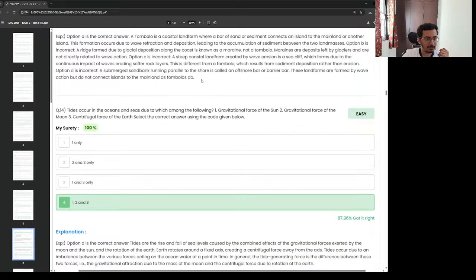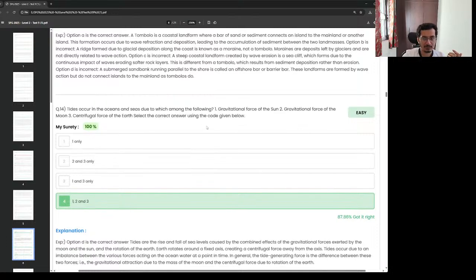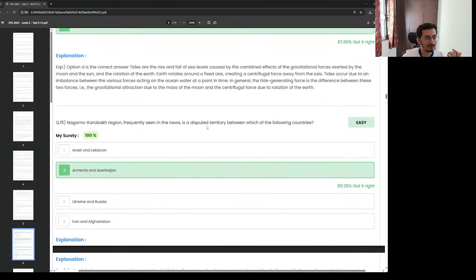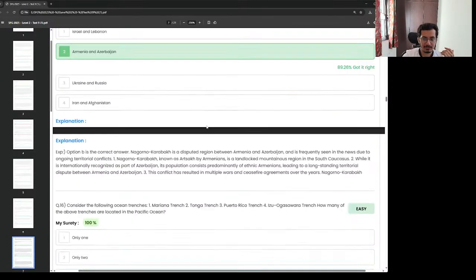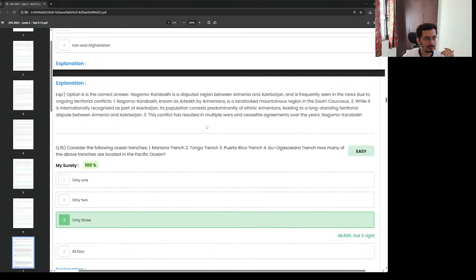Tides occur in oceans due to all three. Yeah, obviously: gravitational force of the sun, gravitational force of the moon, and centrifugal force of Earth. All three. Then the next one is Nagorno-Karabakh region, Armenia, Azerbaijan disputed territory, right? That's it. Then consider the following ocean trenches: Mariana Trench, Tonga Trench, Puerto Rico Trench, and Izu-Ogasawara Trench.